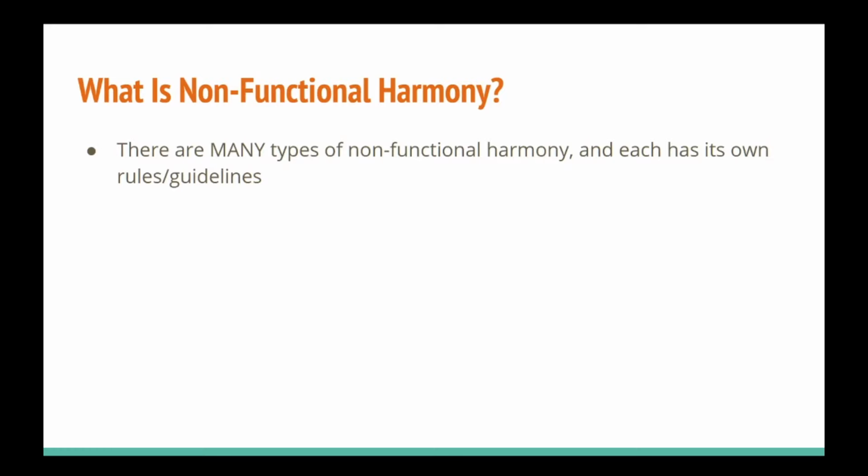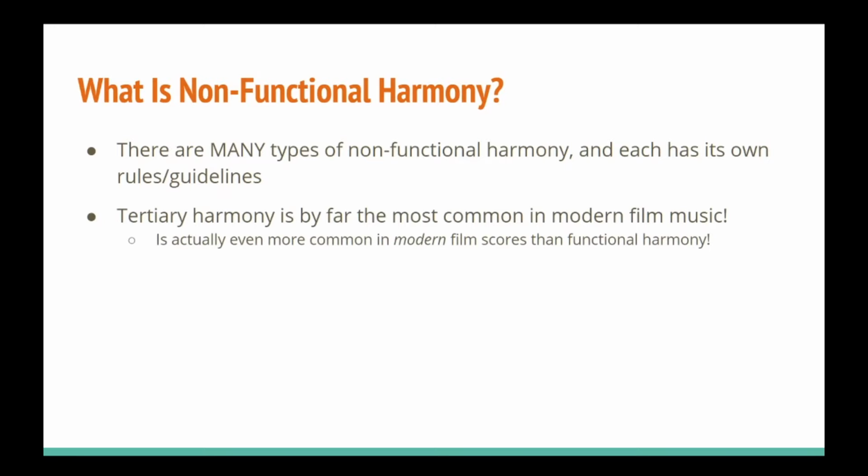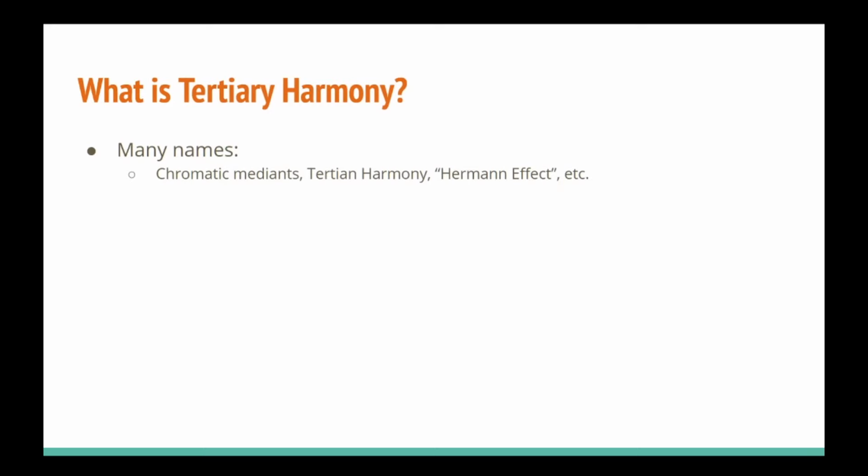Of these many different types, however, tertiary harmony is by far the most popular and frequently used in film music. In fact, you could actually argue that tertiary harmony is more common in most modern film music than functional harmony is. Now, tertiary harmony actually has a few different names.